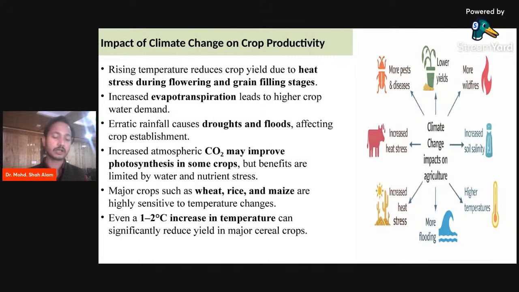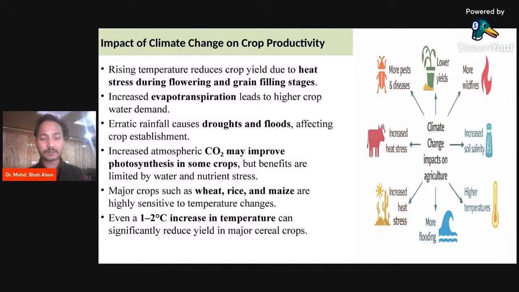Evapotranspiration means the loss of water via crop and via soil, which ultimately requires the soil to have more moisture to help the crop for its growth. Erratic rainfall causes drought and floods affecting crop establishment, higher dry spells causing drought, and intensive rainfall causing flooding.